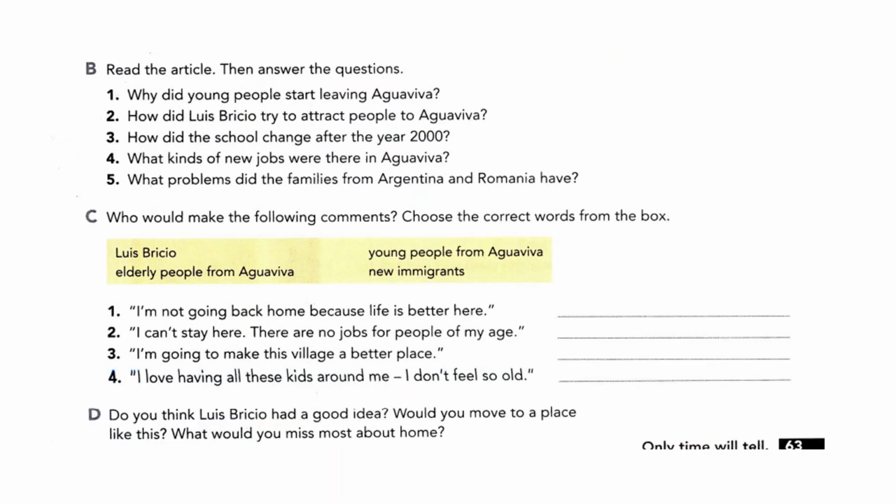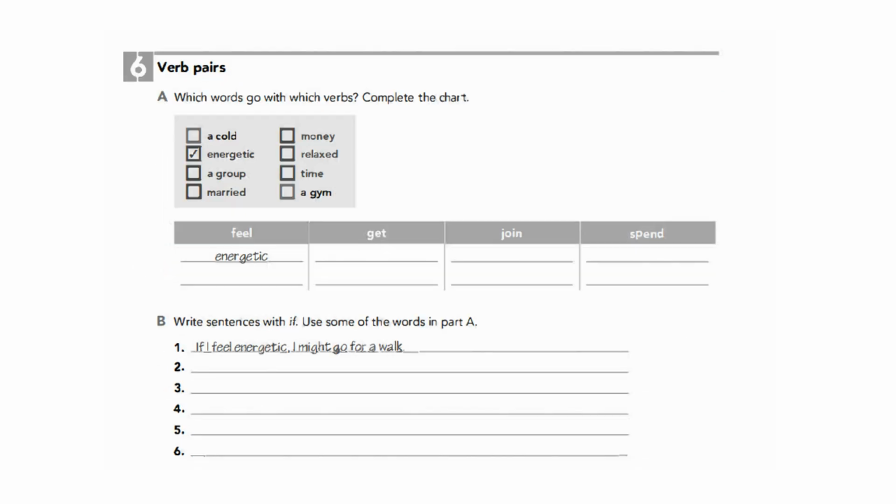Entonces, se leen el texto. Aquí tenemos los ejercicios, ¿verdad? Read the article, then answer the questions. Responder estas preguntas. Okay. Who would make the following comments? Choose the correct words from the box. Tenemos aquí estos comentarios, ¿verdad? Y aquí tenemos las opciones. Debemos identificar quién hubiese hecho o quién haría este comentario. Por ejemplo, I'm not going back home because life is better here. ¿Quién de los que está aquí hizo ese comentario? Sencillo, ¿verdad? Y eso es todo, chicos.